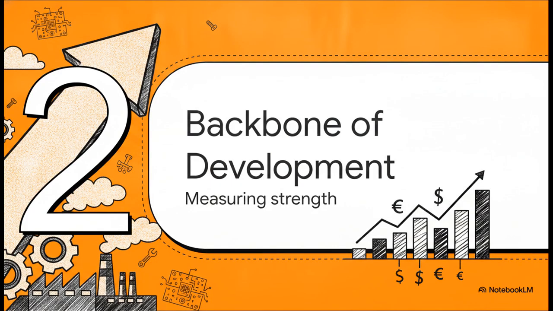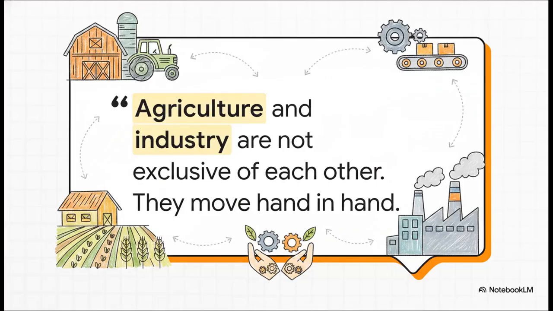Moving to section 2, the backbone of development. Why is an entire nation's economic strength measured by this specific sector? The text lays out this fantastic quote: agriculture and industry are not exclusive of each other. They move hand in hand. I absolutely love that because it totally flips the script. Instead of competing for resources, the farm and the factory are actual partners in economic growth. You literally cannot truly modernize one without the other.